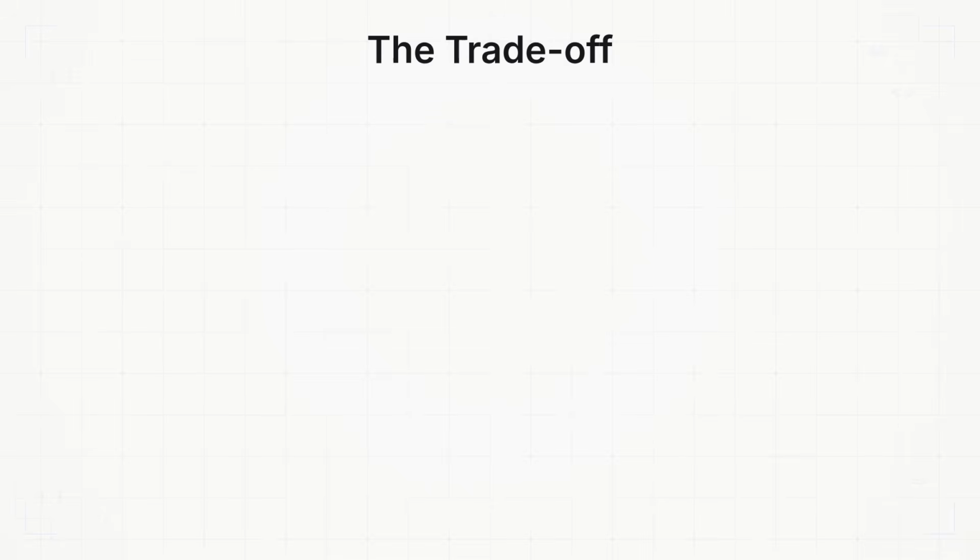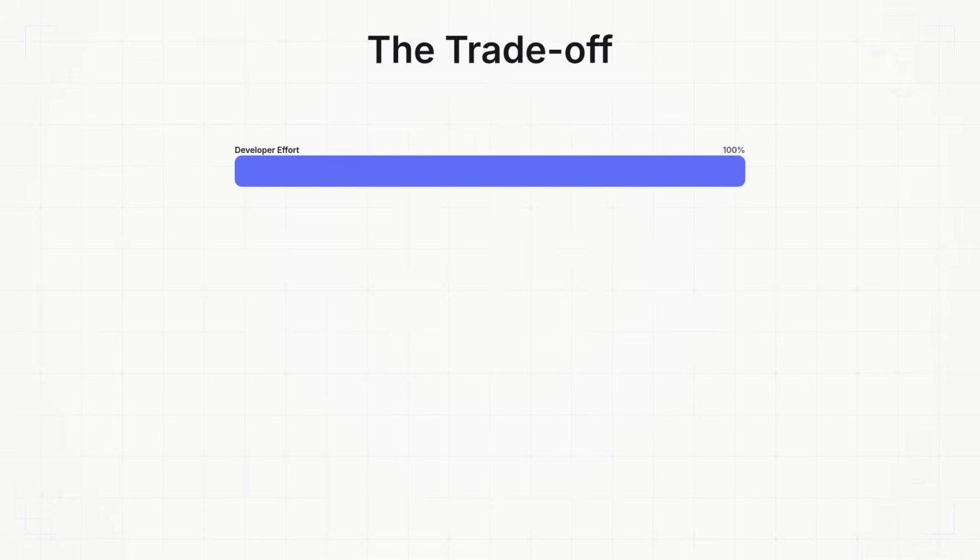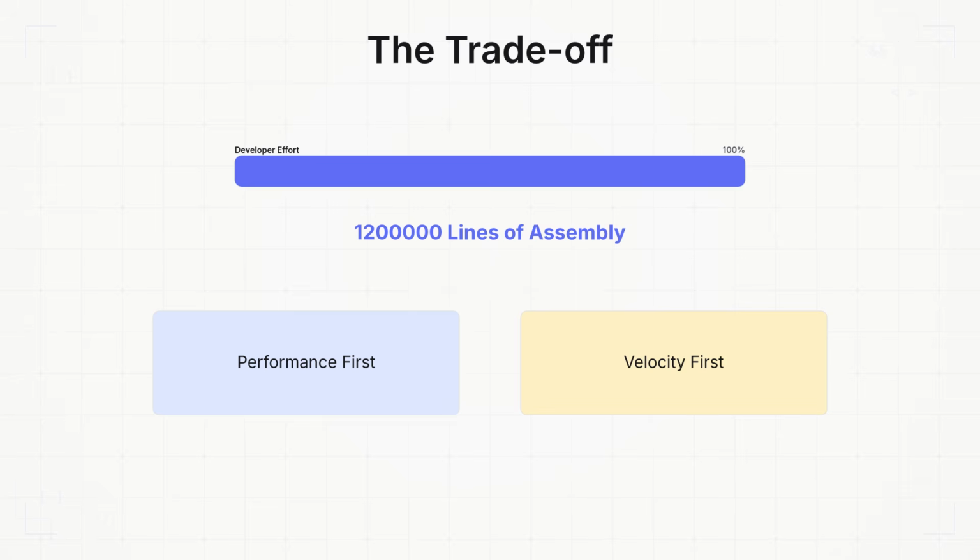If assembly is so fast, why don't we use it for everything today? The answer is complexity. Writing in assembly is like building a skyscraper using only a tweezers and a magnifying glass. Chris Sawyer wrote roughly 1.2 million lines of assembly for RollerCoaster Tycoon. To put that in perspective, a single mistake, one wrong memory address, wouldn't just lead to a bug, it would crash the entire operating system.